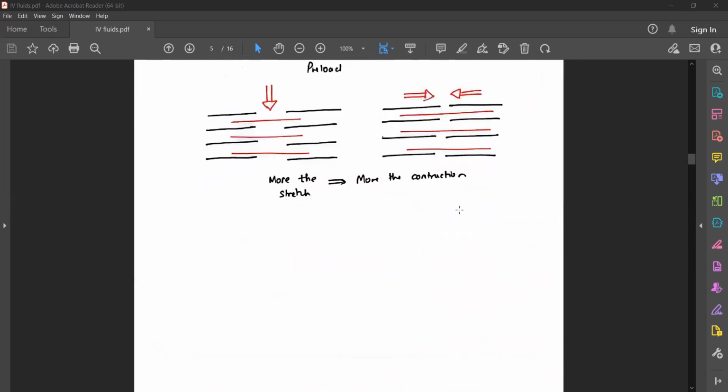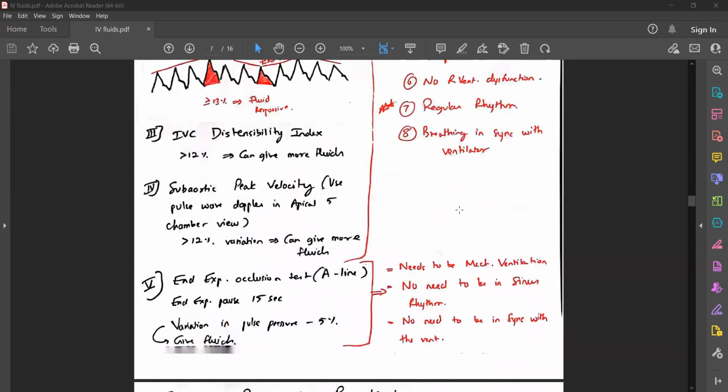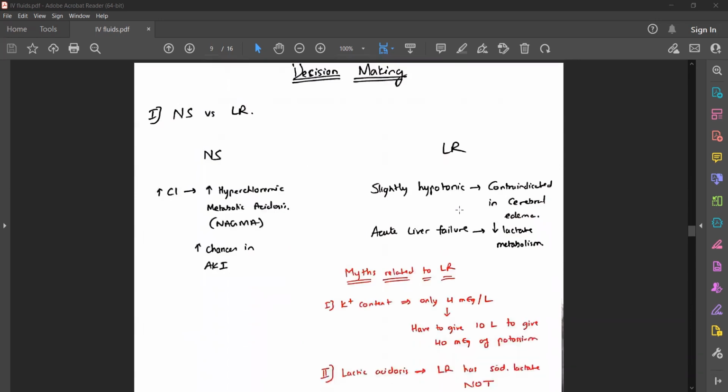Now, what happens when you use normal saline? Normal saline has a higher amount of chloride, as I said, and as I'll be discussing more in my future lectures on acid and base imbalance, normal saline is one of the commonest causes of non-anion gap metabolic acidosis, that is hyperchloremic metabolic acidosis. Also, in cases of AKI, the clearance of this will be lower, and hence you have a higher chance of inducing metabolic acidosis if you use large amounts of normal saline.